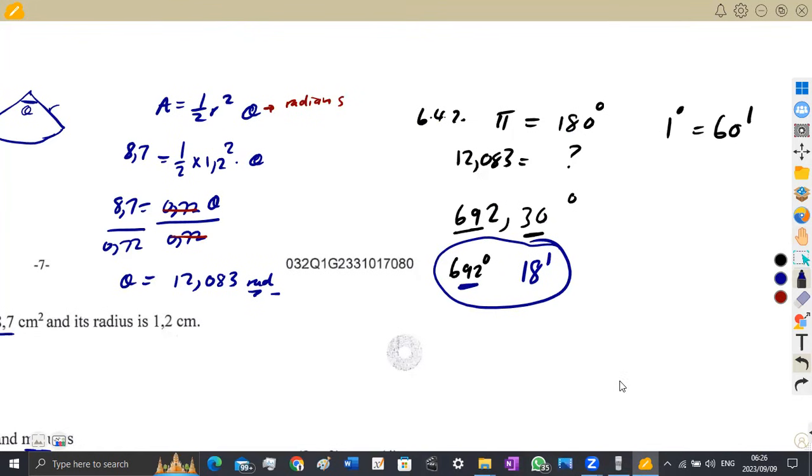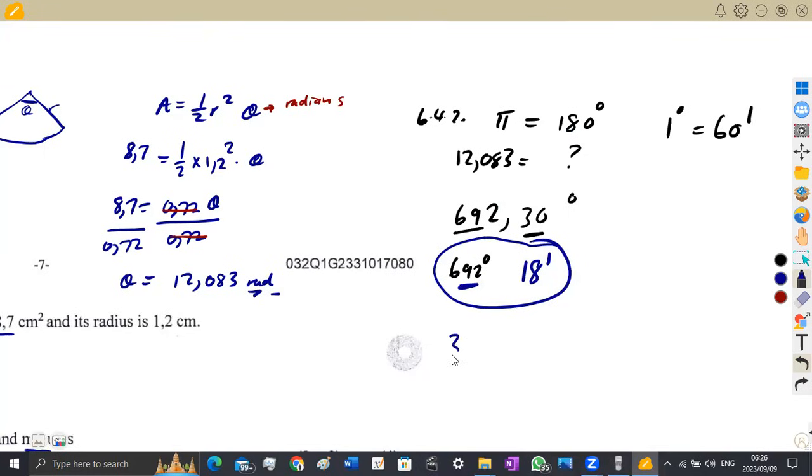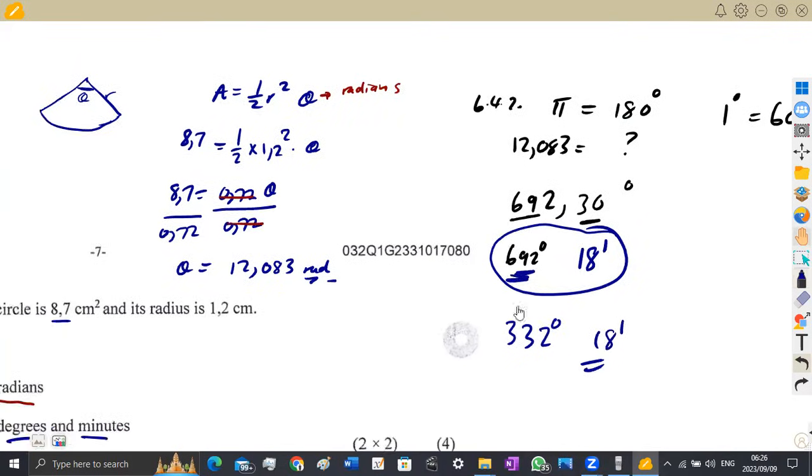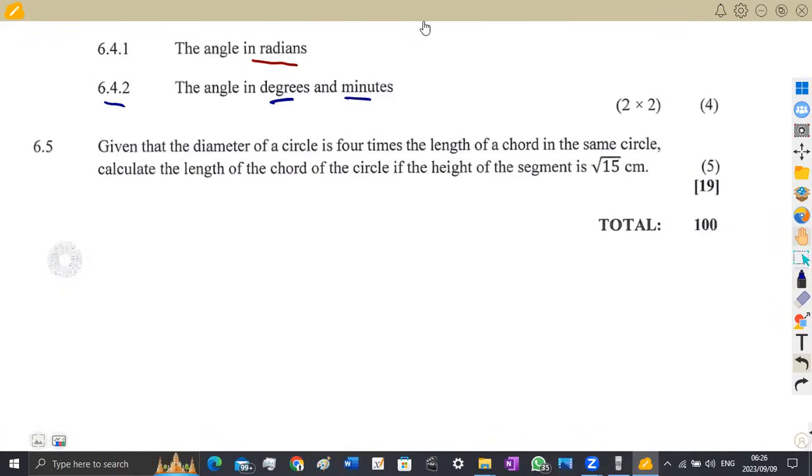But this 692 is the same as, you can even subtract 360, a complete revolution, 692 minus 360, which is 332 in this case. As it is below 360, it is 332 degrees 18 minutes, which is the same as 692 degrees 18 minutes. All right, so that is how we could have worked out this one.